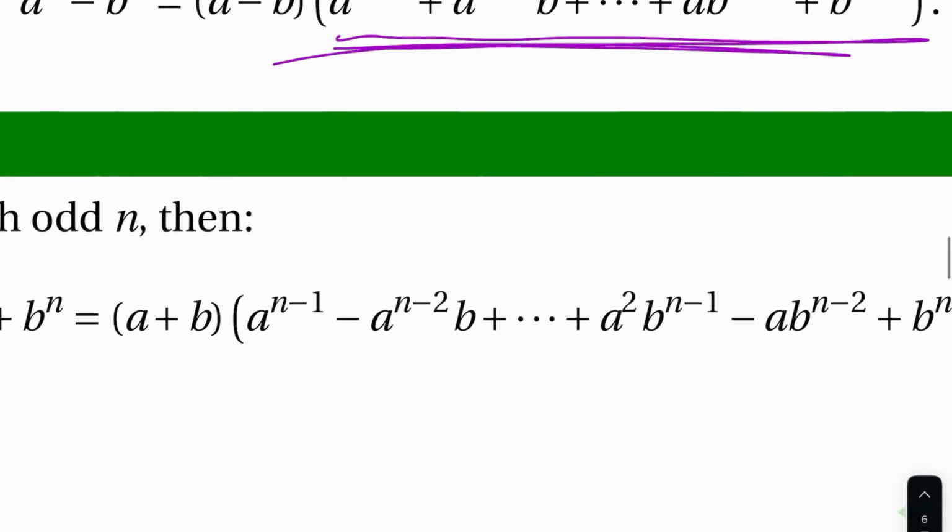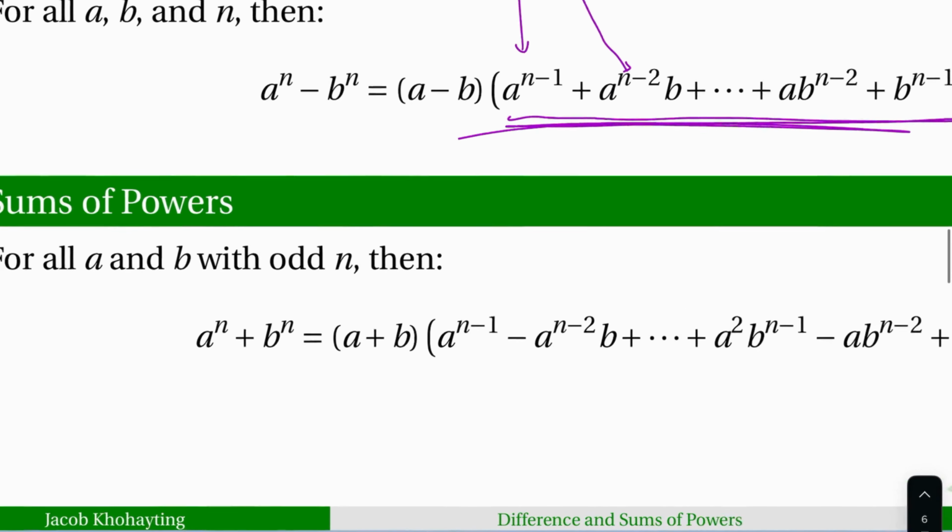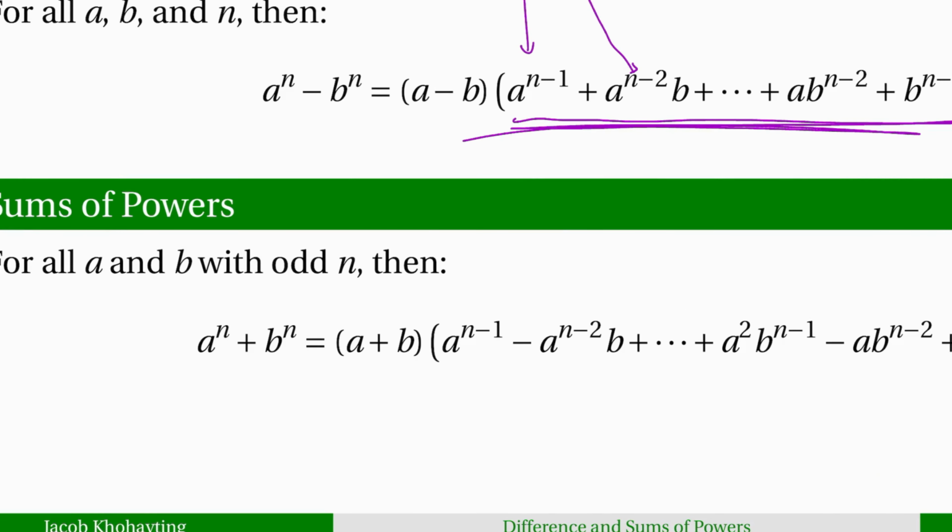Okay? Let's look at the sums of powers. So here, I'm saying n has to be odd. You can't really factor a squared plus b squared. When you factor a squared plus b squared, with b equal to negative a, this is equal to 2a squared. That's not equal to 0 all the time. But if n is odd, like we saw in the example before, a cubed plus b cubed, we can always substitute b equals negative a. And this would be a cubed plus negative a cubed, and that's just 0.